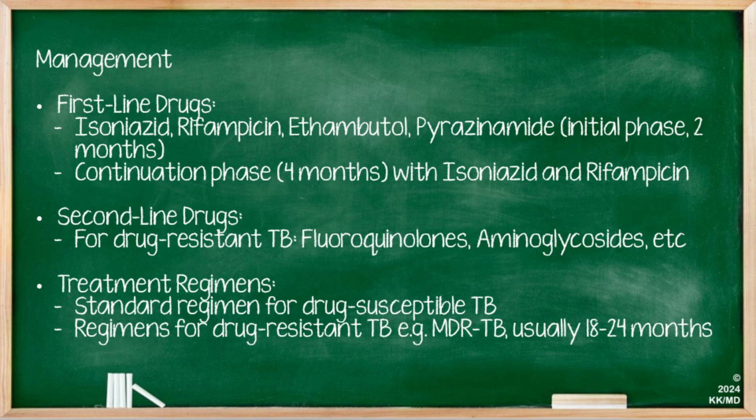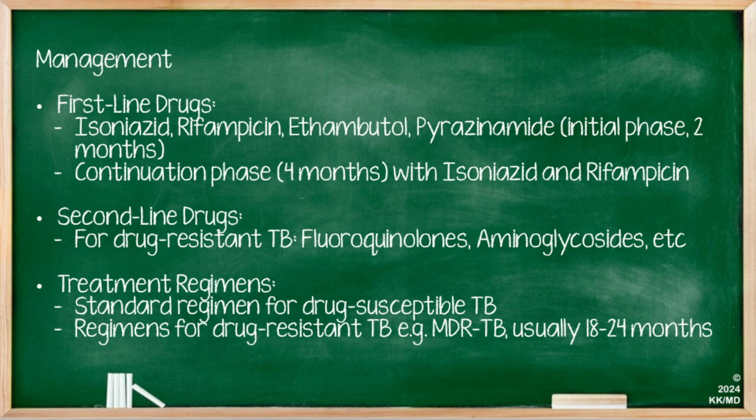The management of tuberculosis is through anti-TB medications, and these include the first-line drugs consisting of isoniazid, rifampicin, ethambutol, and pyrazinamide. And the initial phase of these 4 drugs is for 2 months. This will then continue to a continuation phase, which is for 4 months, where you will be dropping 2 of these and you will only be continuing with isoniazid and rifampicin.